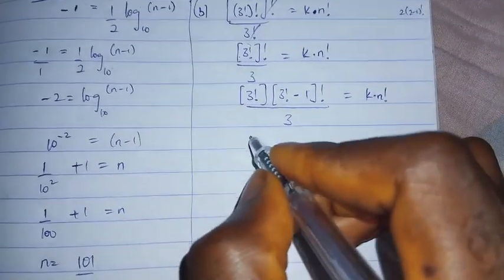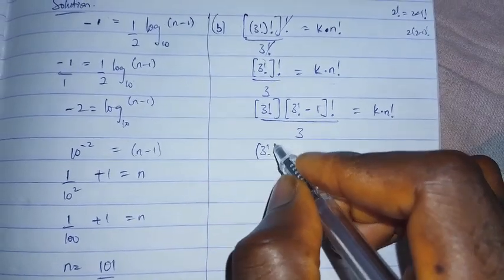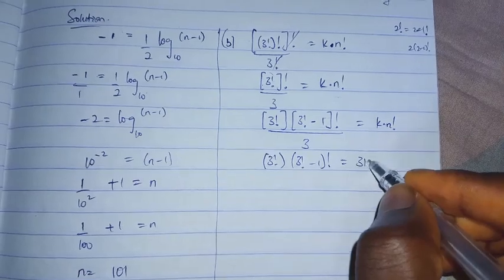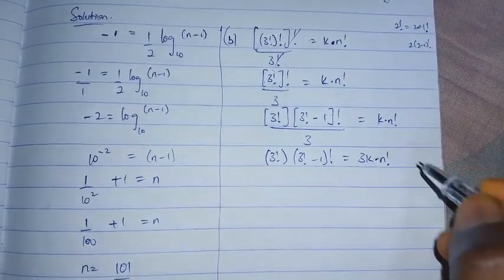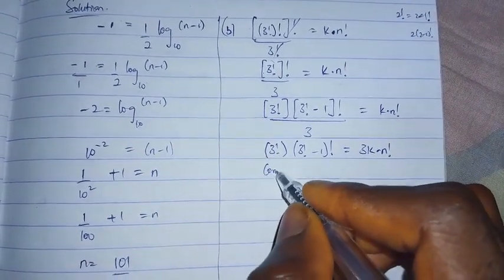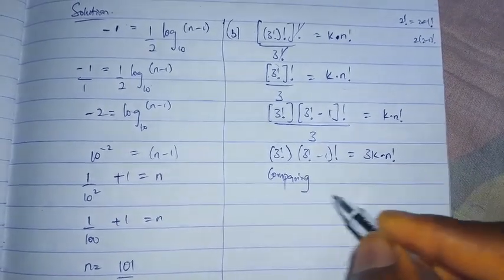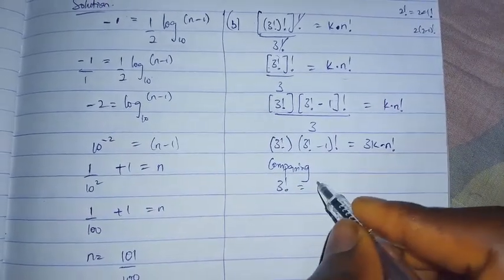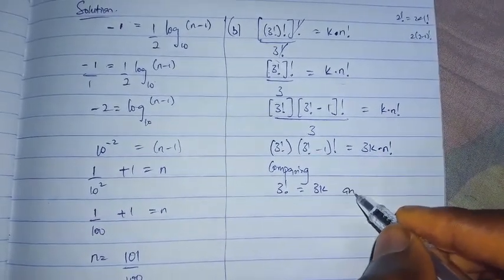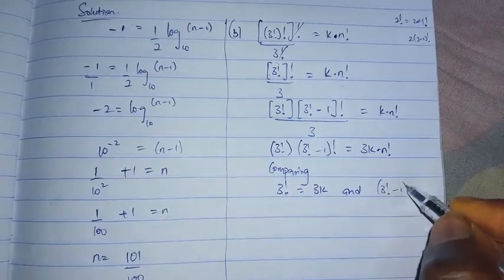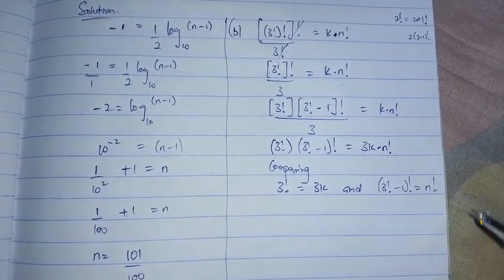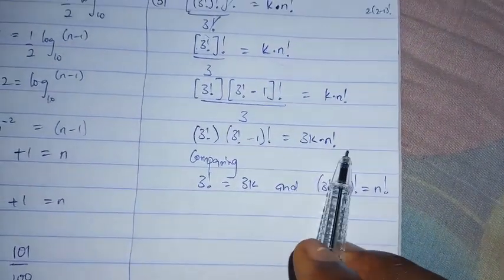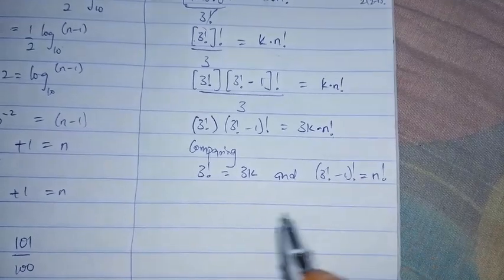From here, I can split it by saying 3 factorial times (3 factorial minus 1) factorial equals 3k times n factorial. Now you can compare your left-hand and right-hand sides. It means 3 factorial should be equal to 3k, and (3 factorial minus 1) factorial must be equal to n factorial. So that is comparing the constants, and comparing the ones with factorial together.